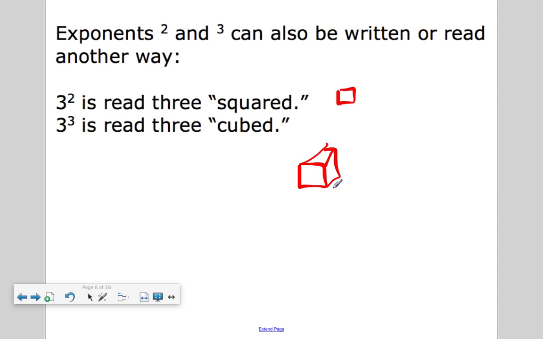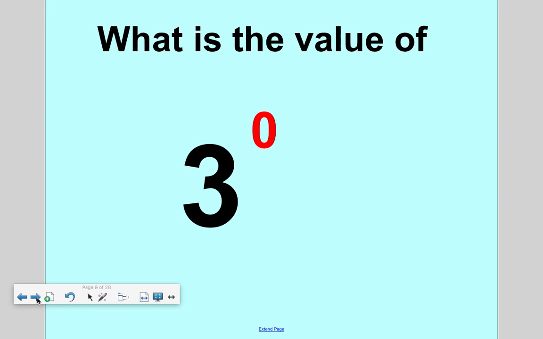Because in science, in math, and when you learn about area of a square or rectangle, you multiply the length and the width, or the base and the height. In volume, when you do a cube, to find a volume, you multiply the length, the width, and the height, which makes a cube. So, what is the value of 3 to the power of 0, or 3 exponent 0?